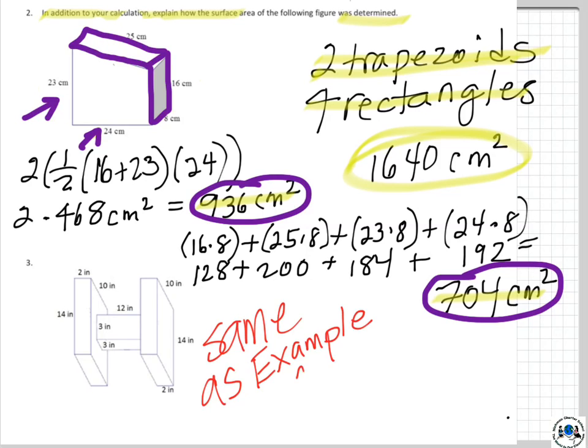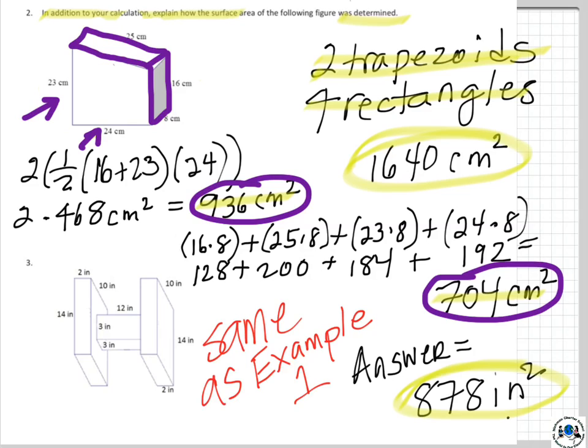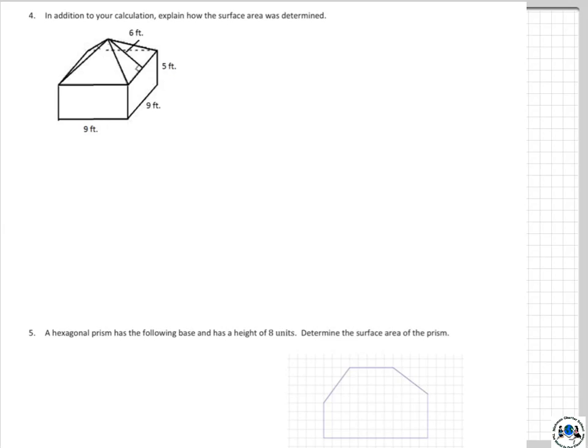This next one, number 3, as promised, is exactly the same as example 1. The numbers aren't the same, but it's very, very similar. I'm not going to go through the whole rigmarole again of how we did it, because I'd be saying exactly the same thing as with example 1, but I will give you the answer, and the answer to this is 878 square inches. Well, I should have let you do it first. Oh well.